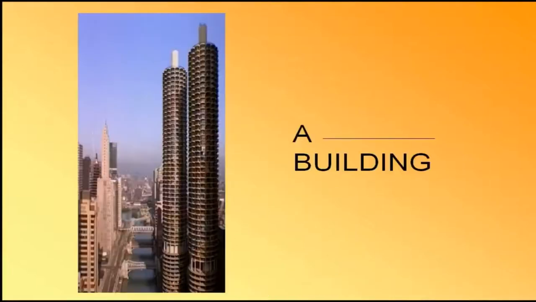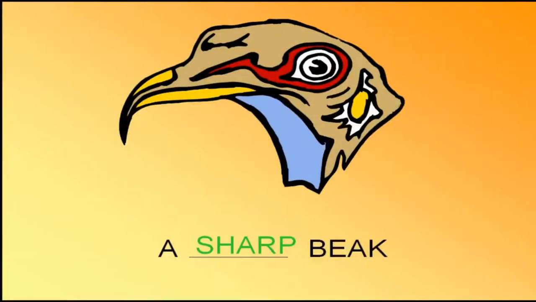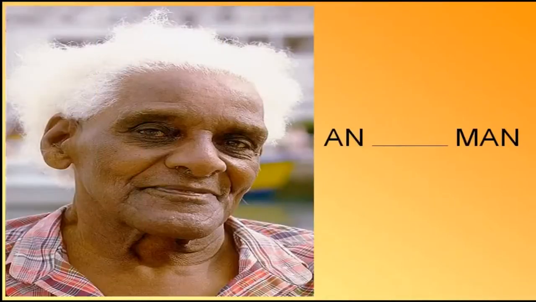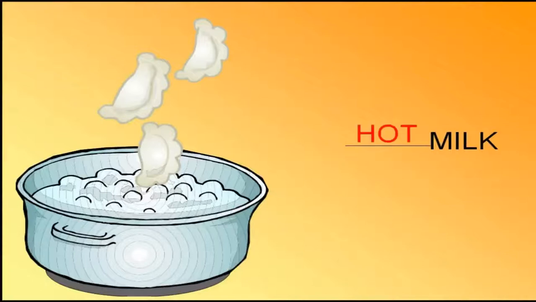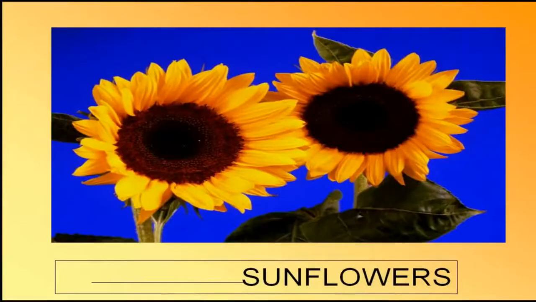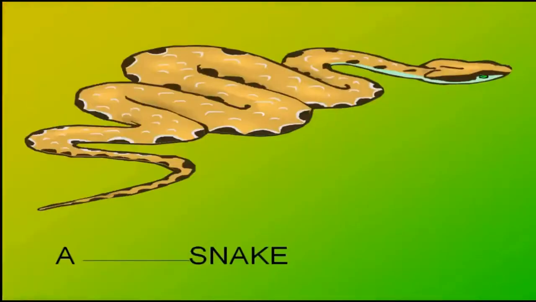How is the building? Think about the answer. A tall building. A green tree. A tall tree. A big tree. A sharp stick. An old man. A rainy day. Hot milk. Two sunflowers. Yellow sunflowers. A long snack.